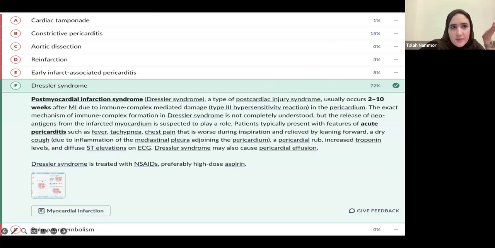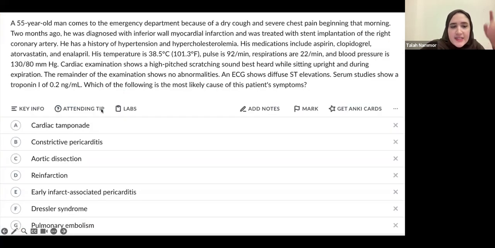Definitely it's not going to be, let's go back, cardiac tamponade. It's going to have a different scenario with the triad, where there are muffled heart sounds and JVD, distended jugular veins. It's not cardiac tamponade. Constrictive pericarditis usually happens right after, close to the MI, not two months after. Aortic dissection, no. Reinfarction, no. Pulmonary embolism, no. The thing that makes the most sense is Dressler syndrome. Is this clear?